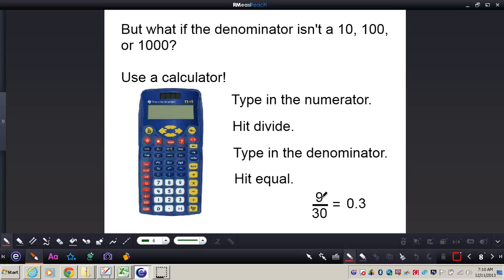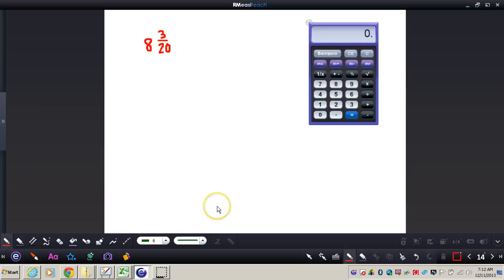So we're going to use our calculators on this next step. Let's say we want to turn this 8 3/20ths to a decimal. What we do right away before we do anything else, that 8 will always stay the same. So we're just going to write that 8 down again. We're going to put our decimal there. Now we can't just write 3 because it's not a 10, 100, or 1,000. So what we need to do is take that numerator.